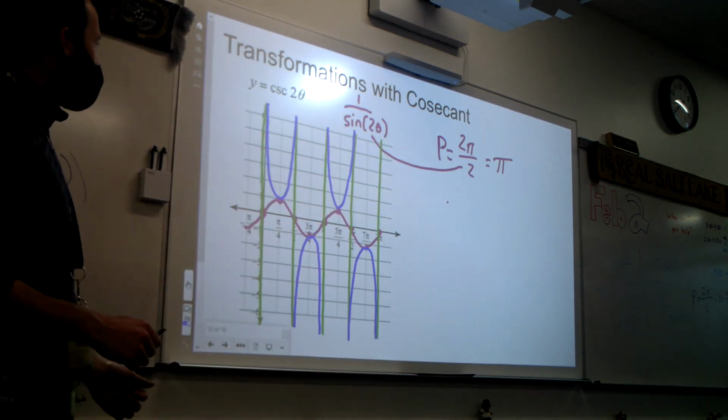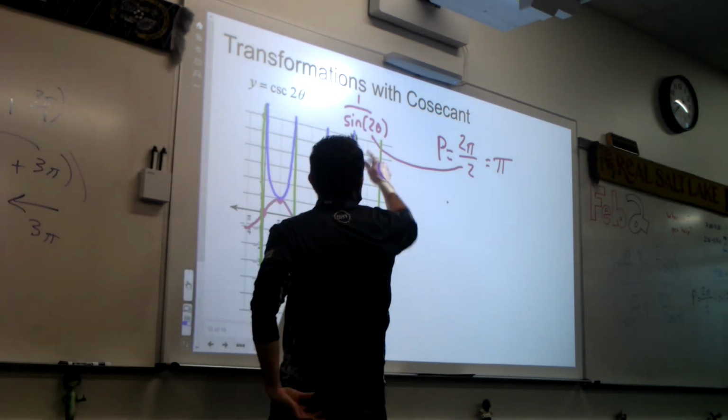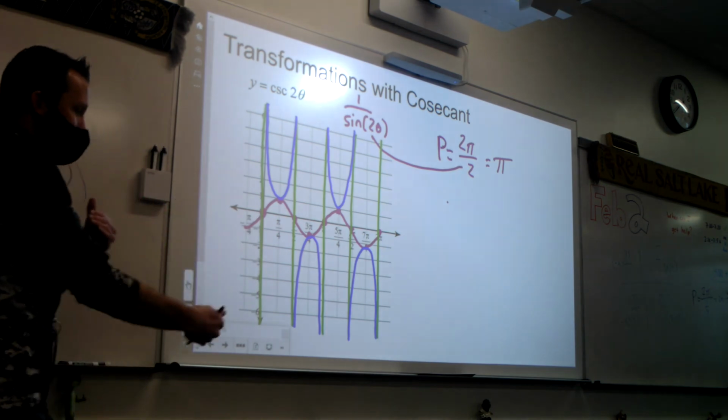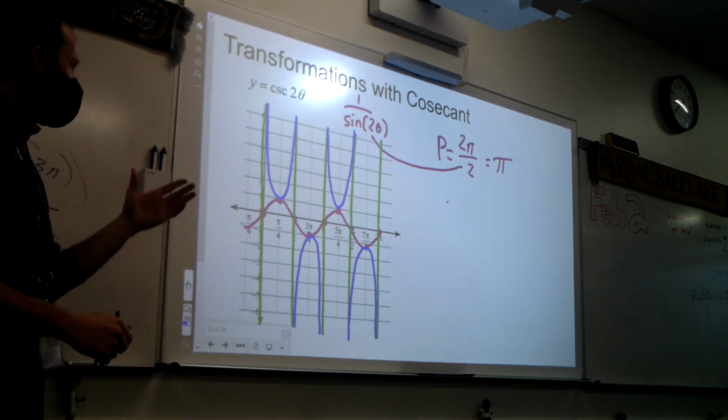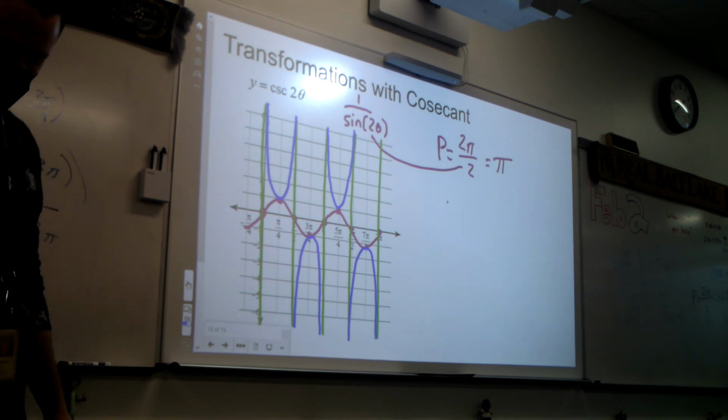Okay? So what I would recommend with those ones is go back to what sine and cosine look like and start by graphing your parent function, and then it makes that easier. Can you do that on your own? Cool.